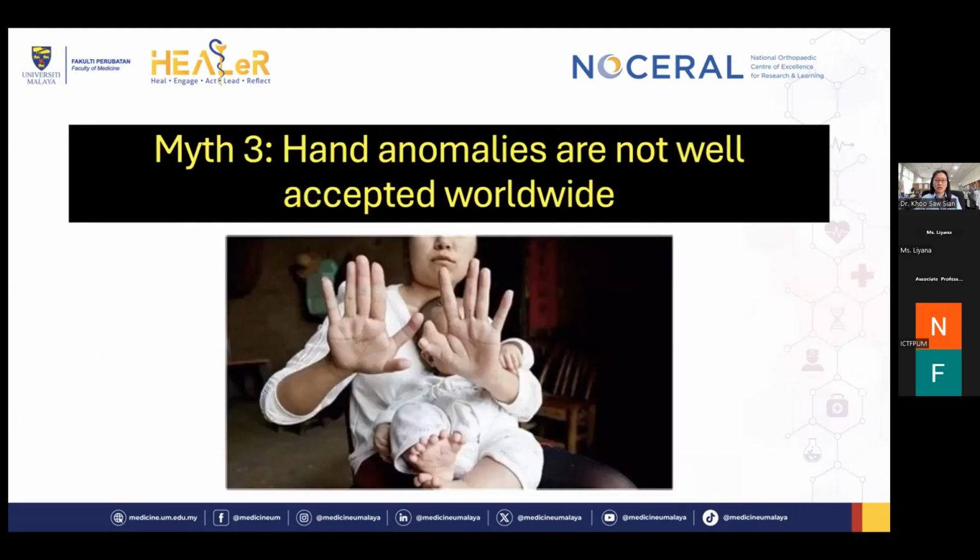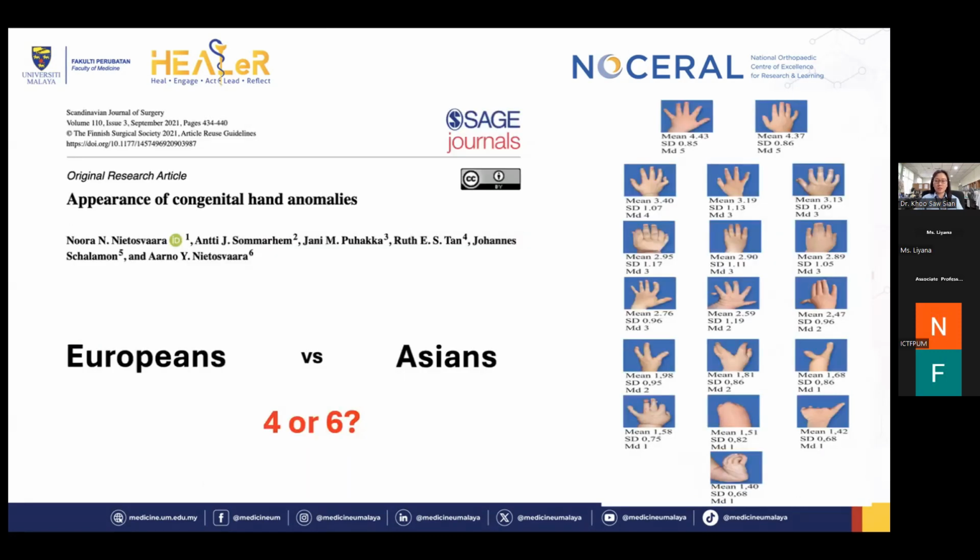So number 3, hand anomalies are not well accepted worldwide. Interestingly, in this study, they showed pictures of hand anomalies to a few countries and asked them to rate which one they think is better looking. Between the Europeans and the Asians, the Europeans tend to prefer having 4 fingers rather than 6, while Asians prefer to have extra fingers, 6, rather than 4.